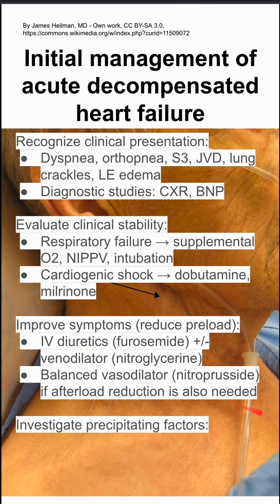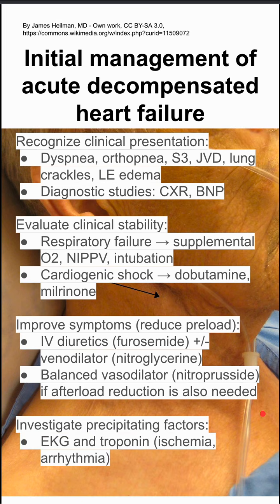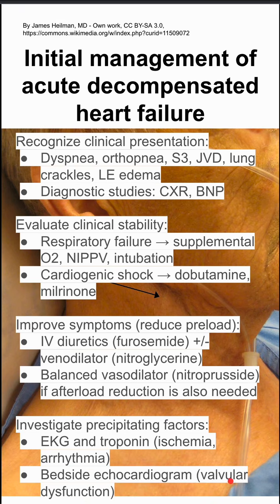Lastly, you can spend some time to investigate the precipitating factors. You can do an EKG and troponin to assess for ischemia and arrhythmia, and you can do a bedside echo to look for valvular dysfunction.